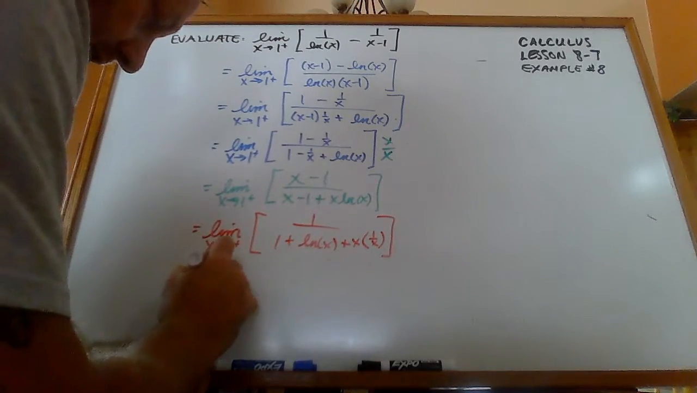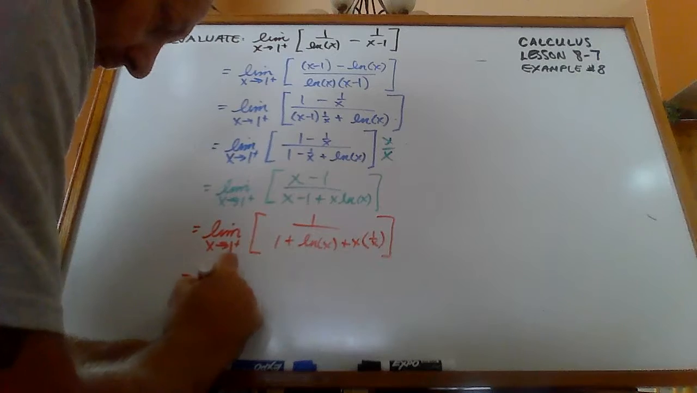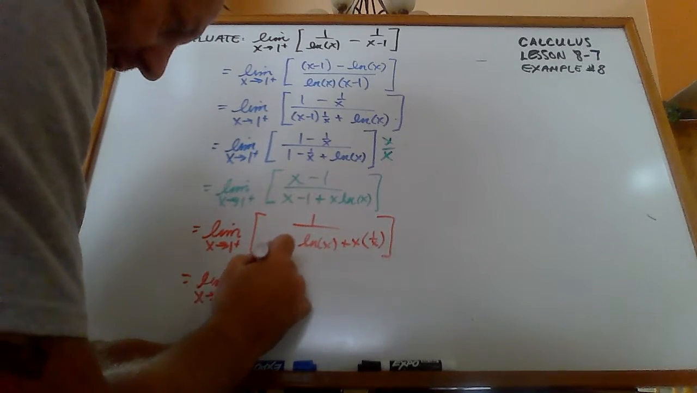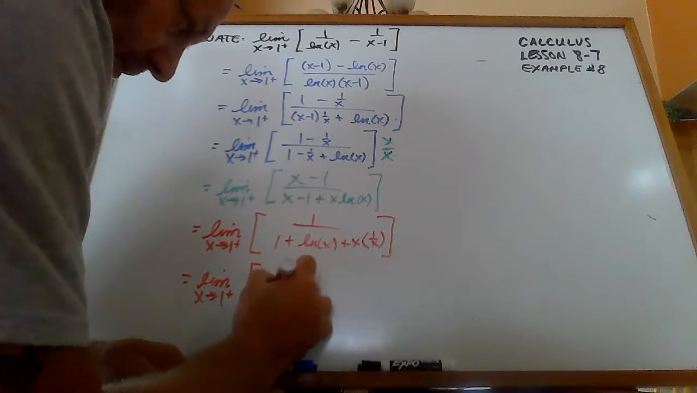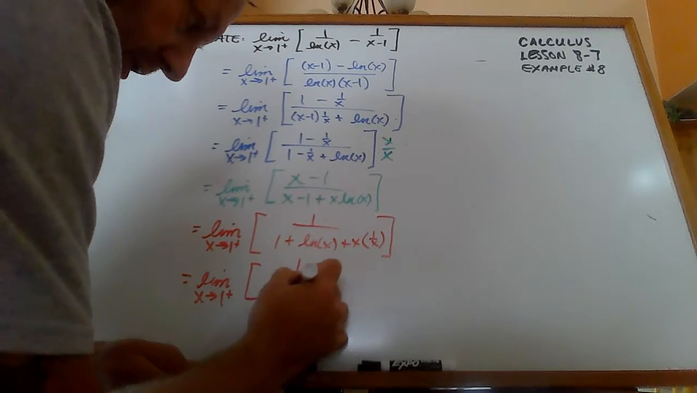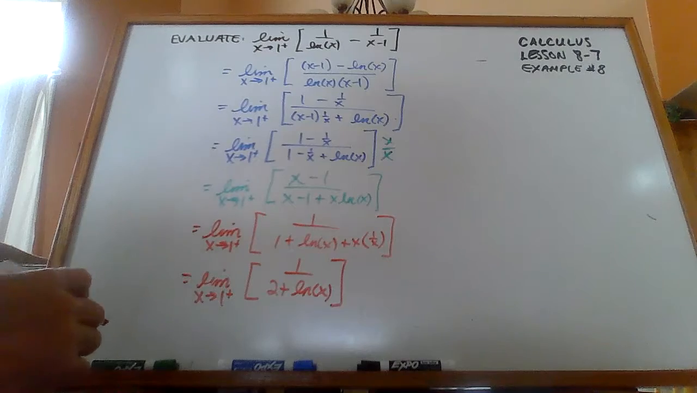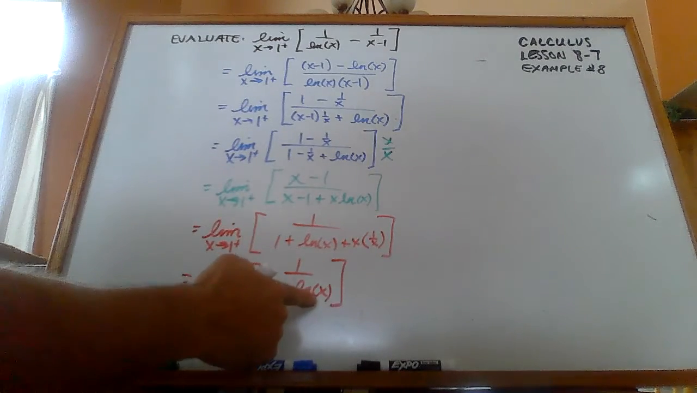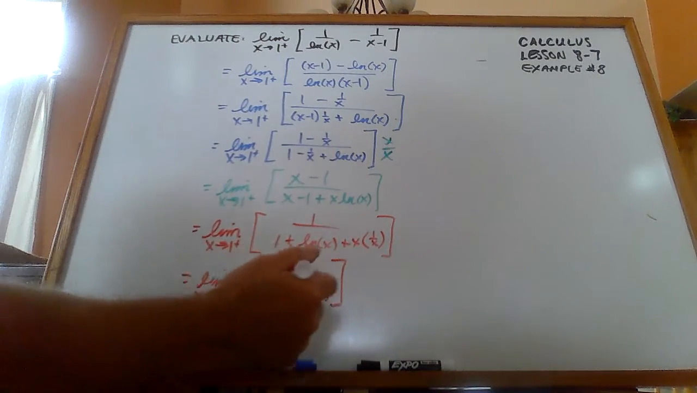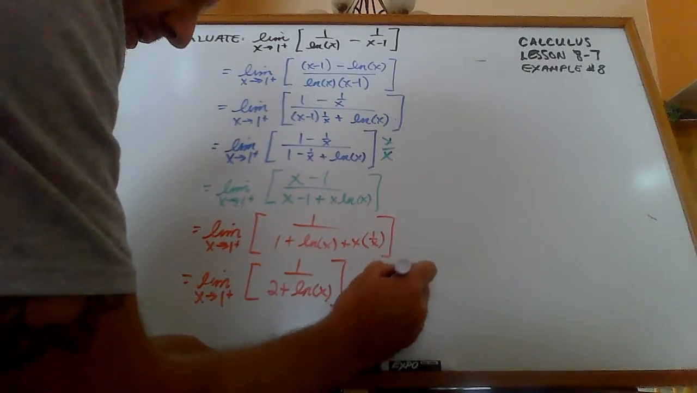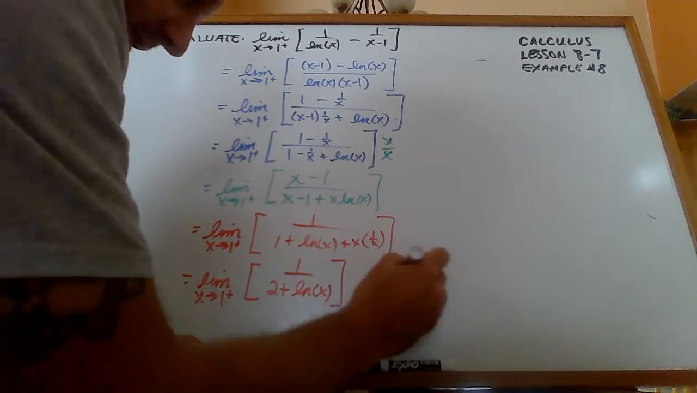So this is the limit as x goes to 1 from the positive side of 1 over 2 plus natural log of x. And if I plug in 1 there, I get 0, and so this is 1 over 2. So my limit is 1/2.